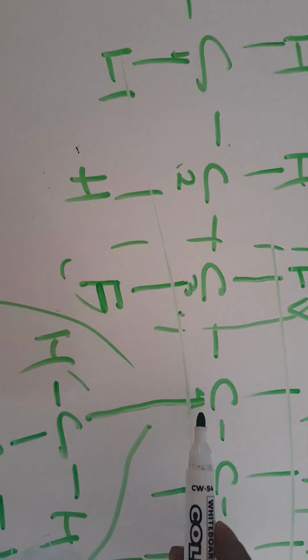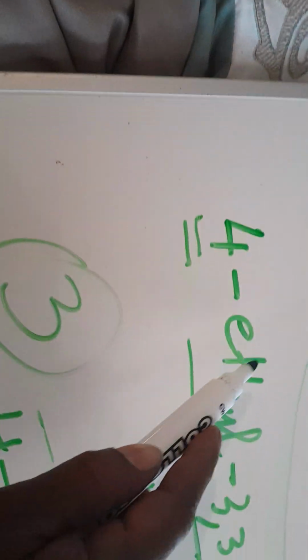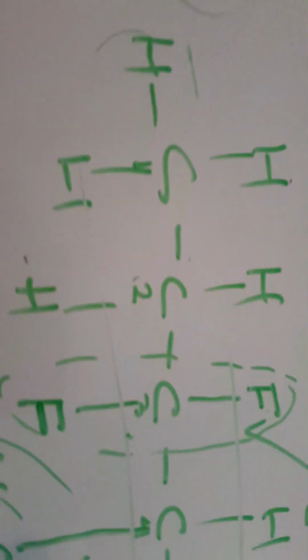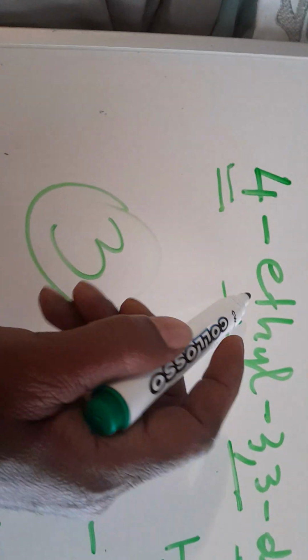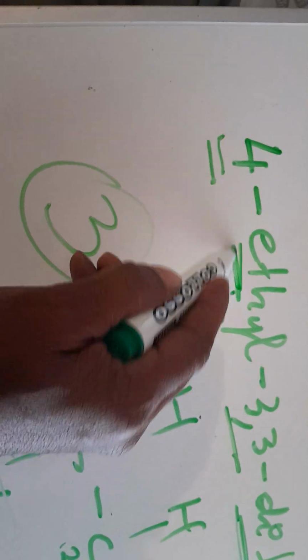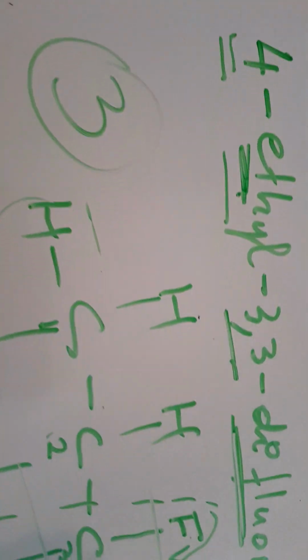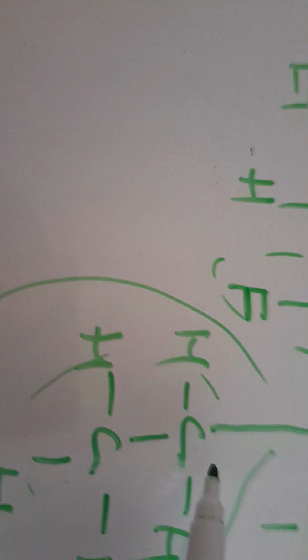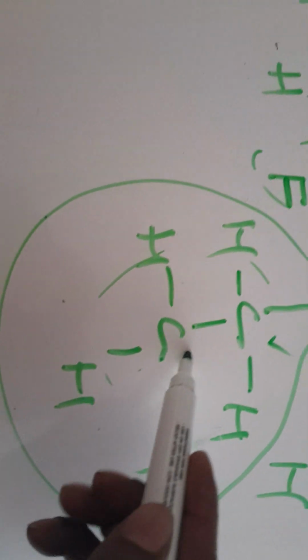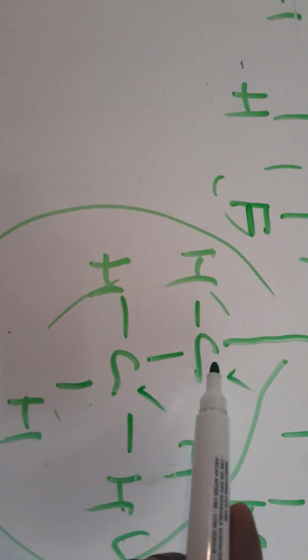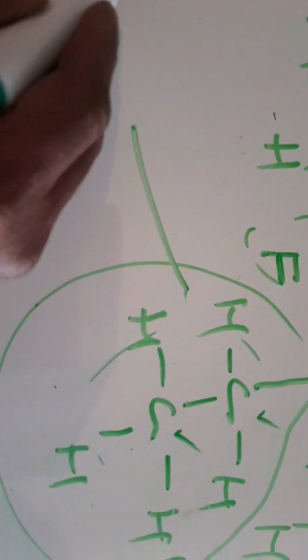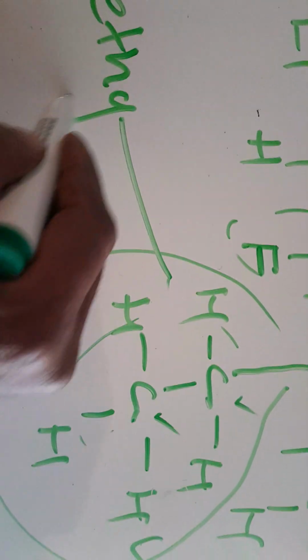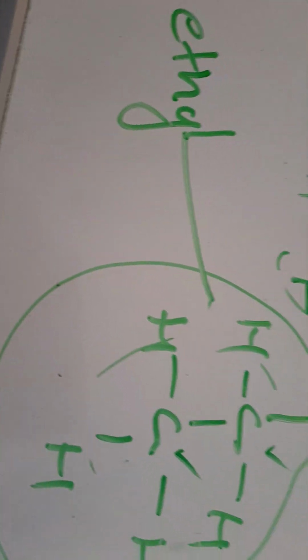Then in the next carbon, number 4, there is the ethyl group. Ethyl, eth means 2. Therefore, our branch has 2 carbons: carbon number 1 and carbon number 2. Can we see that? Yes. So this is an ethyl branch, and it occurs in carbon number 4.